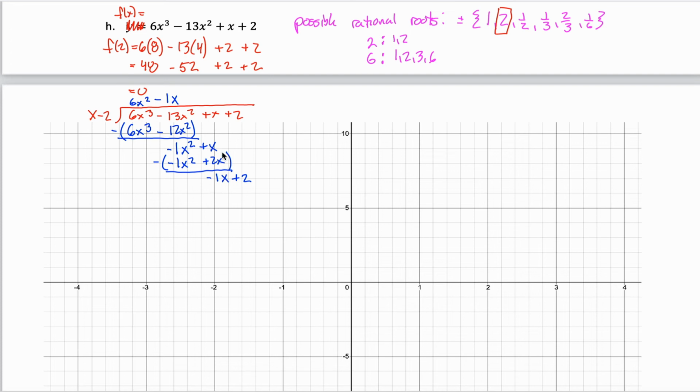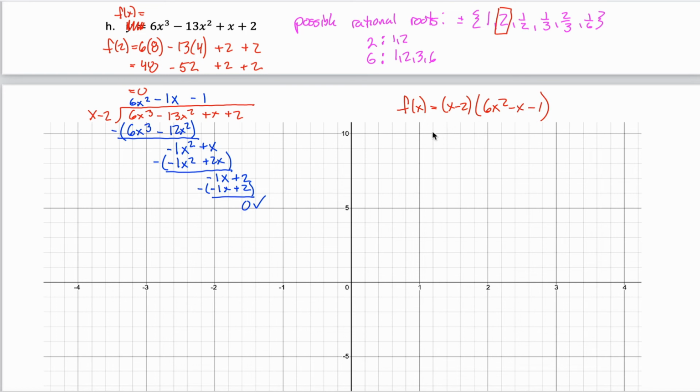To get rid of the negative 1x, I toss a negative 1 up top, because negative 1 times x minus 2 is negative 1x plus 2. And now when I subtract, sure enough, I get 0 remainder. It looks like my original polynomial, which I'm calling f of x, can be rewritten as x minus 2 times 6x squared minus x minus 1.